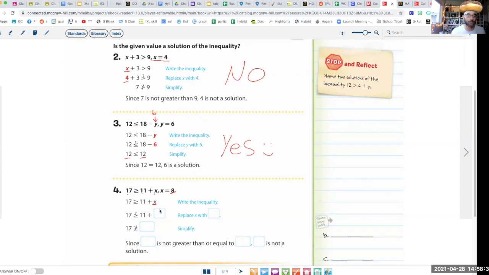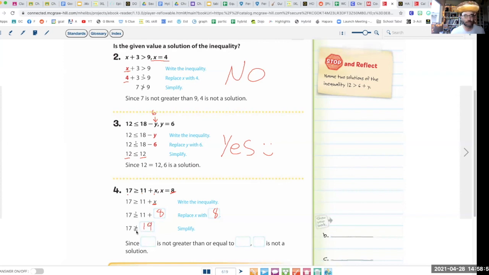Yes, you put an 8 in there. You replace the x with an 8. So 7 is 7, and now what we have to do is 11 plus 8. What is 11 plus 8? 11 plus 8 is 19.